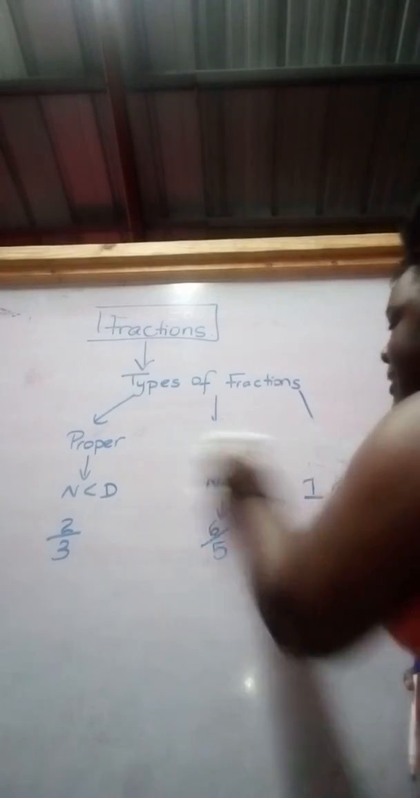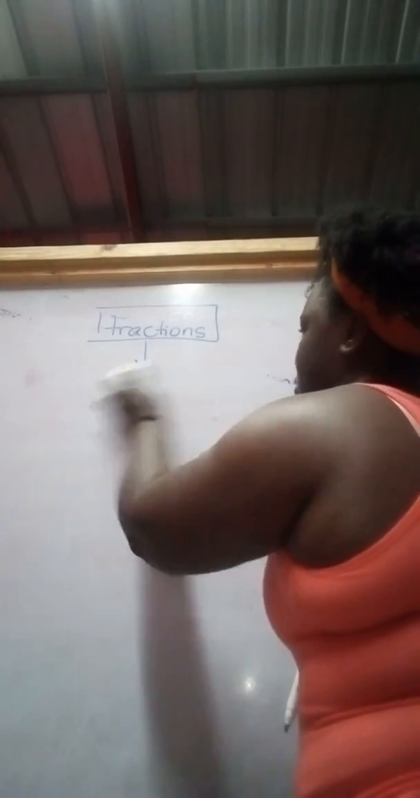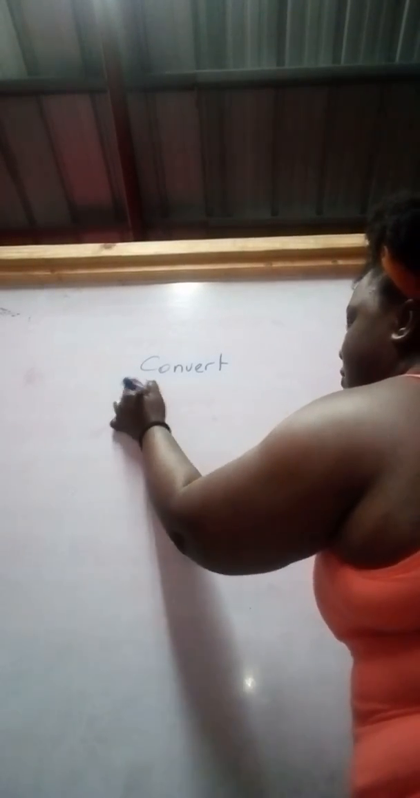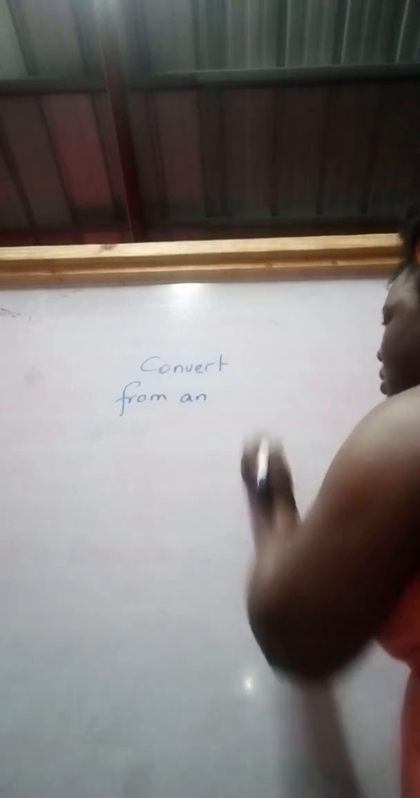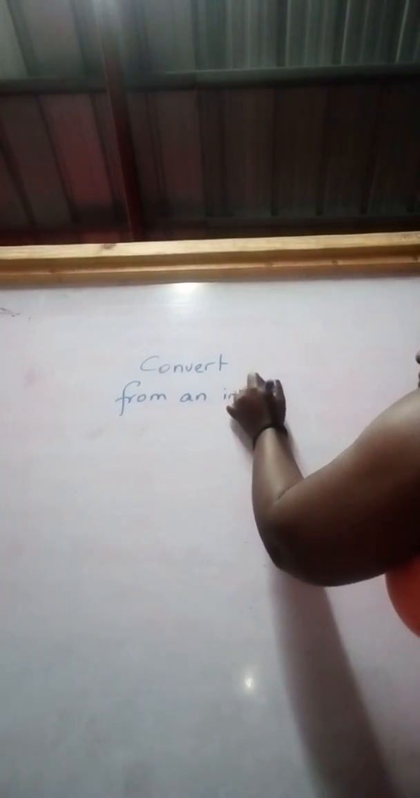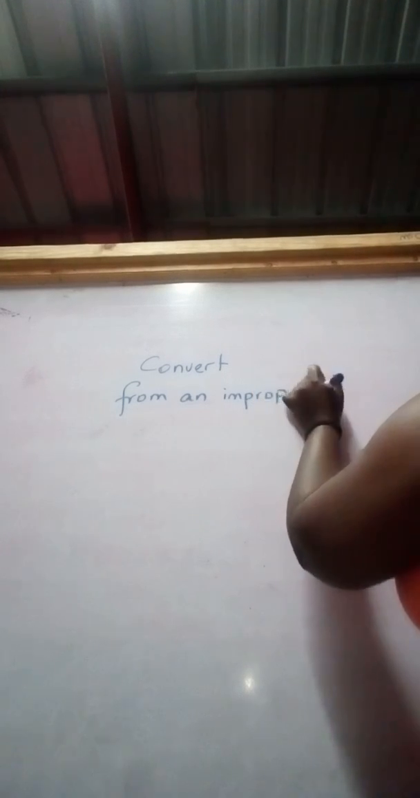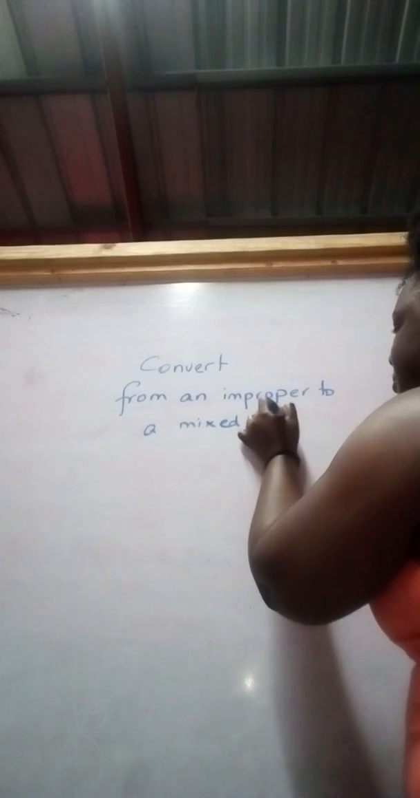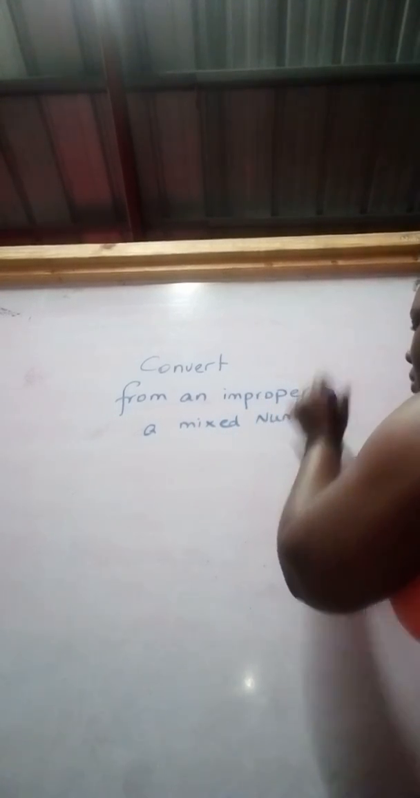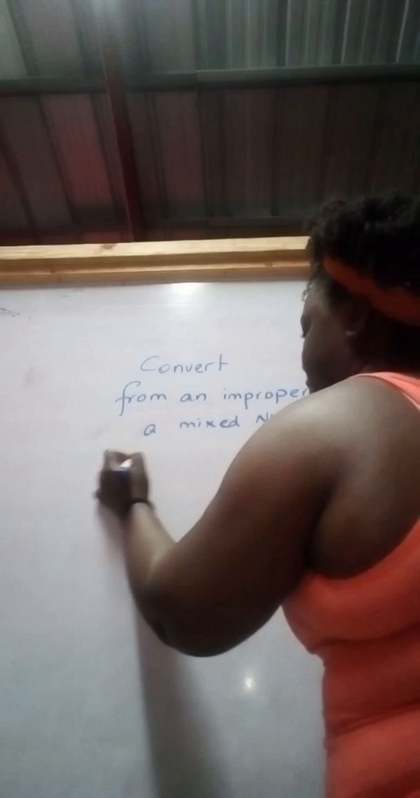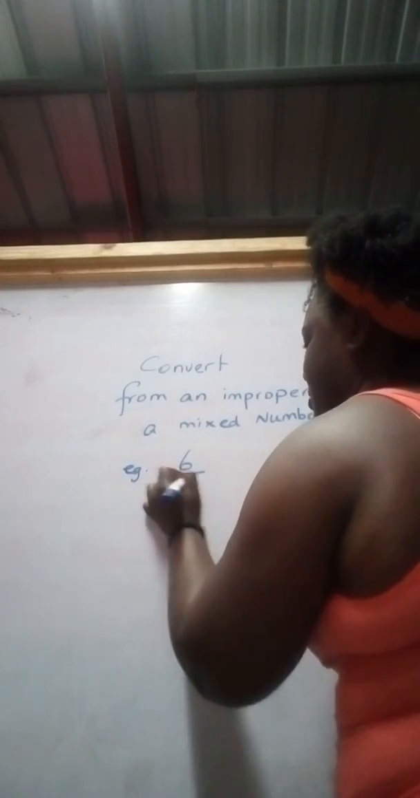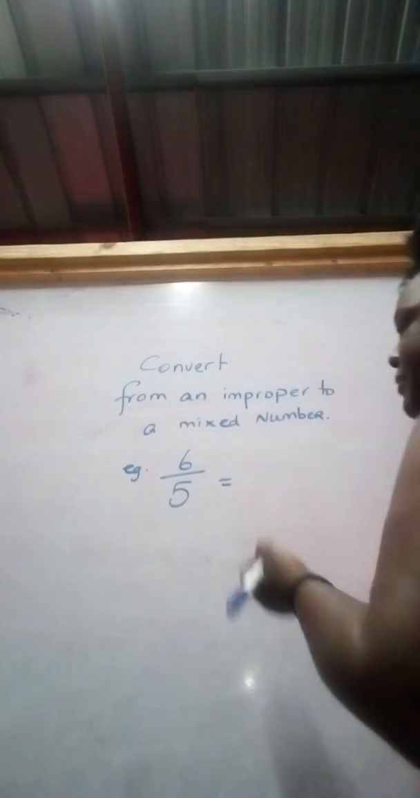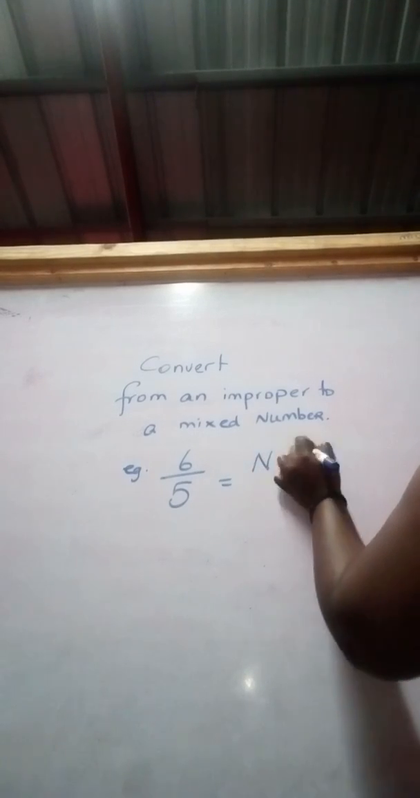Now, in section 1, there can be a 1-mark question where you have to convert from an improper fraction to a mixed number. The way to do this, for example, we have the same 6/5. Numerator divided by denominator.